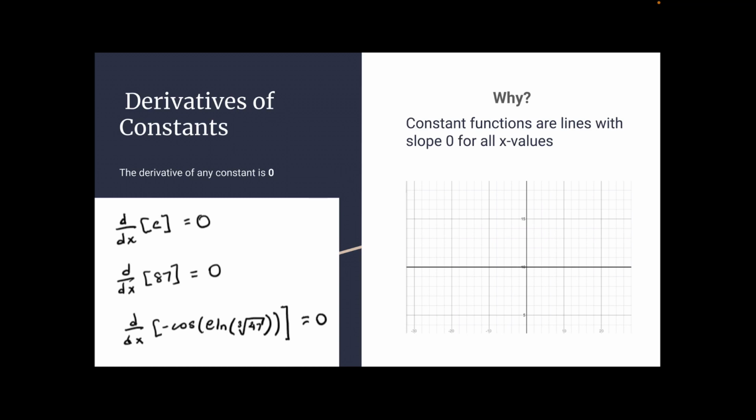And why? Constant functions are just lines with slope 0 for all x values, as you can see with the black line in the graph. You can see how it's just a horizontal line. The slope is always 0, so when you bring 2 points closer together, it should be 0. And when I change the constant, all I'm doing is moving the graph up or down. I'm not changing the way it increases or decreases. It's still going to be a flat line. It's still going to have slope 0. So that is why the derivative of any constant is always 0.